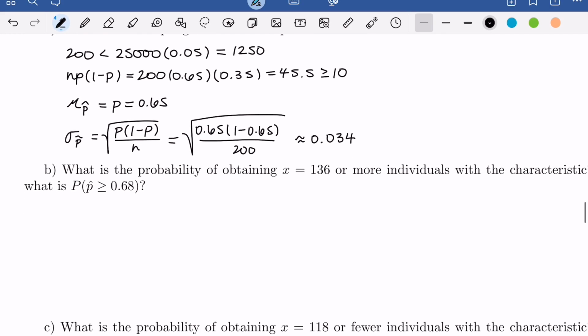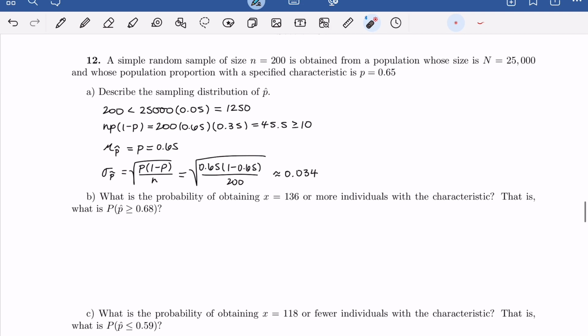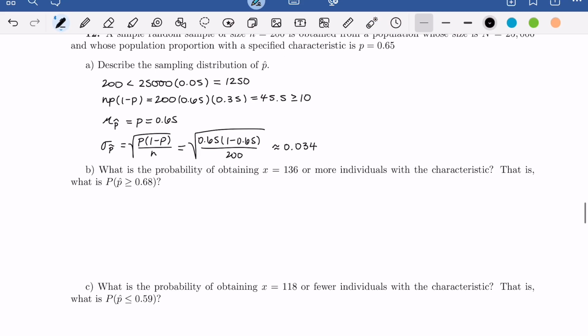For part B, what is the probability of obtaining 136 or more individuals with the characteristic? That is, what is this probability here? So we're going to proceed just like we've seen in the last several examples here. We're just trying to find the probability that this sample proportion is greater than or equal to 0.68.